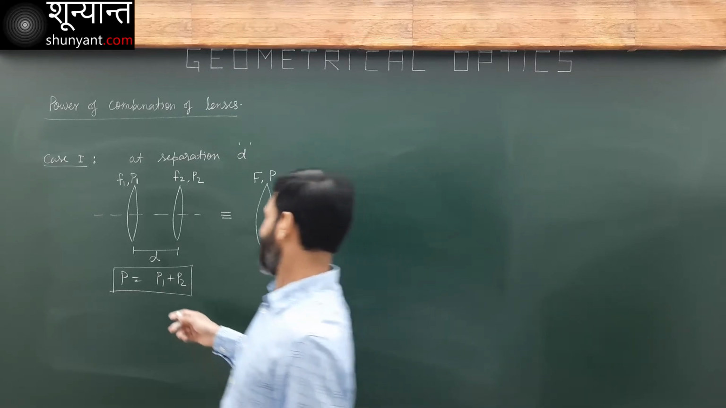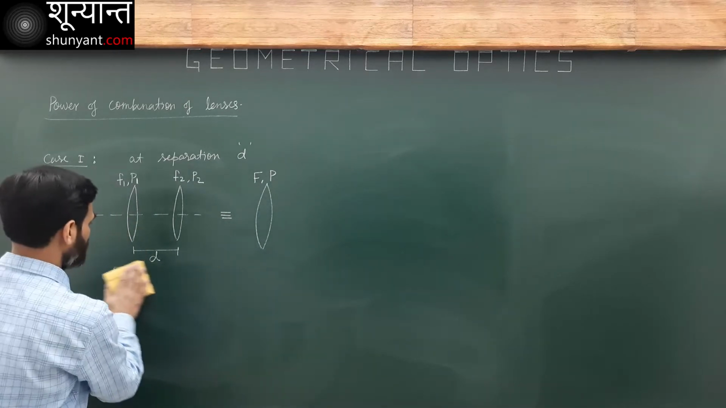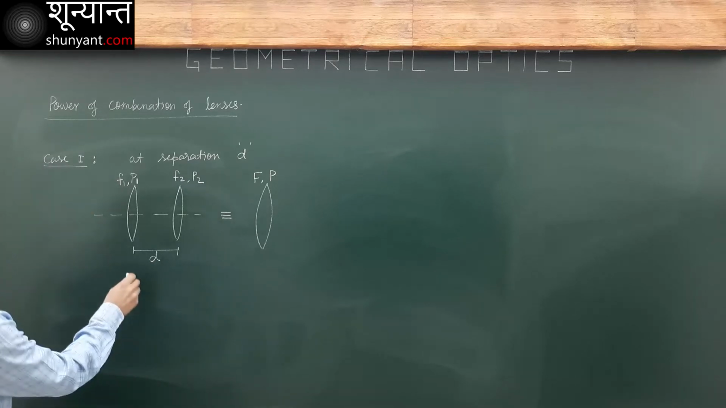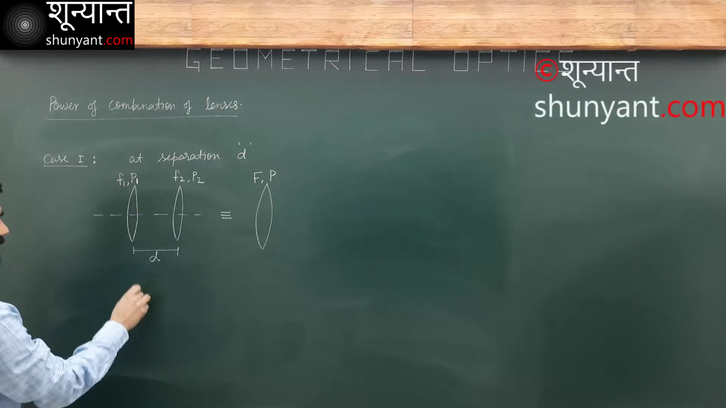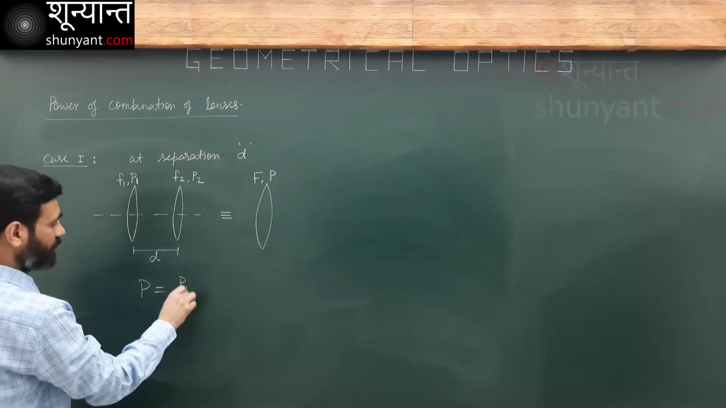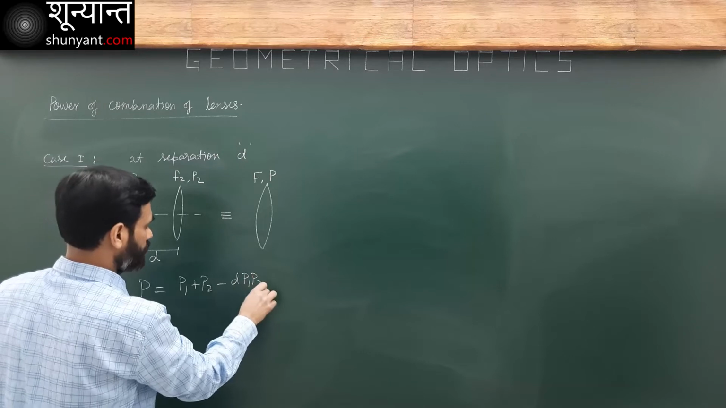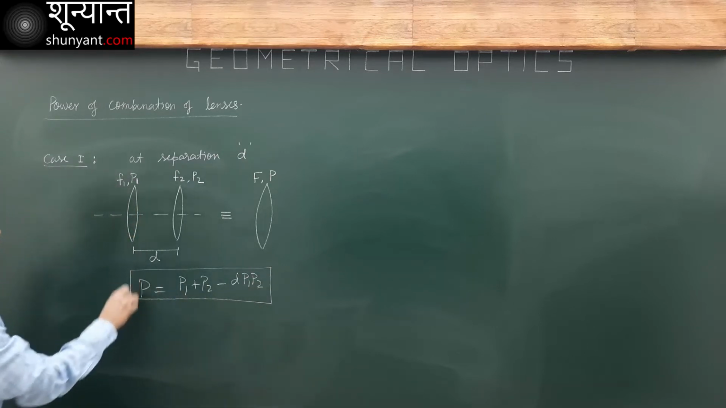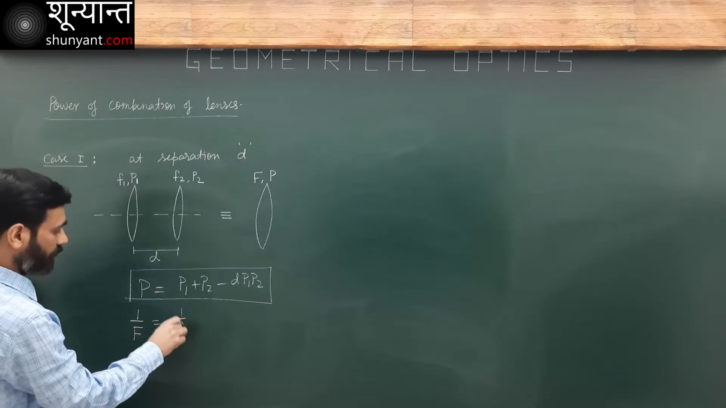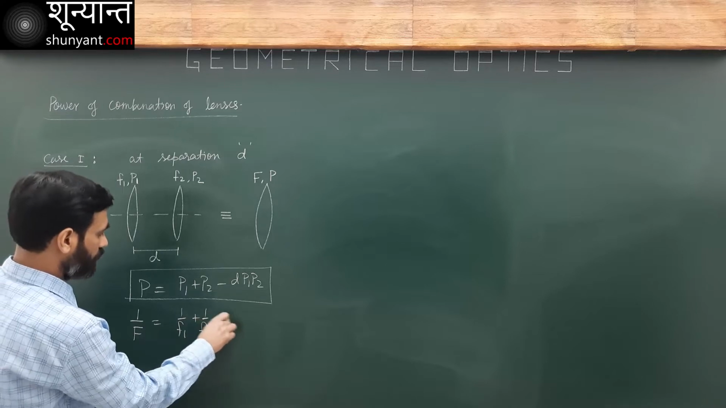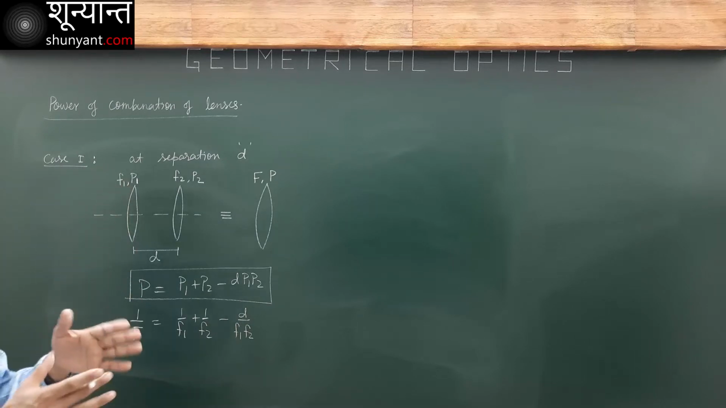Okay, here, I think there is one mistake. This is not right. Absolutely not right. In case of lenses at a separation, a different relation exists. This power is equal to P1 plus P2 minus D times P1 P2. And then for focal length, 1 over F is 1 over F1 plus 1 over F2 minus D over F1 F2. This is case 1 where the lenses are at some separation.